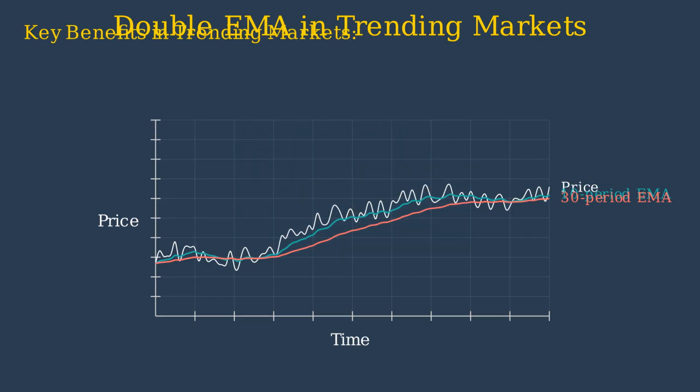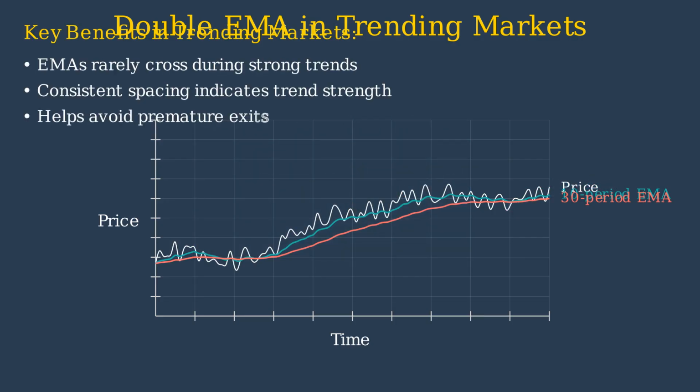To summarize, the double EMA strategy performs exceptionally well in trending markets because the EMAs maintain consistent spacing, rarely cross during strong trends, and help traders maximize profits by staying in profitable trends longer.